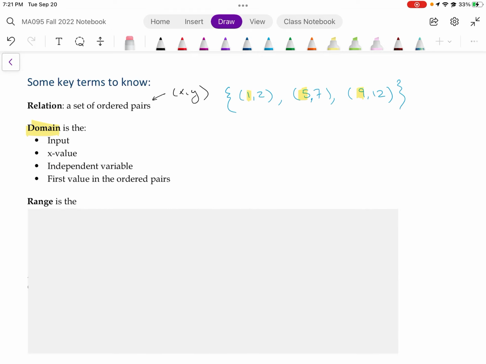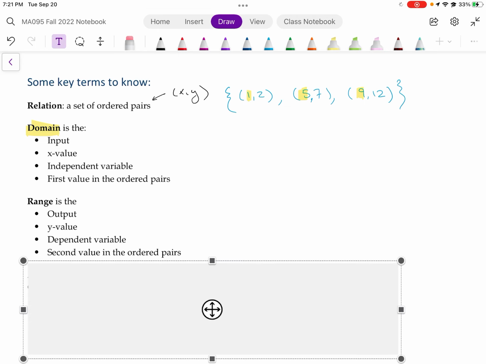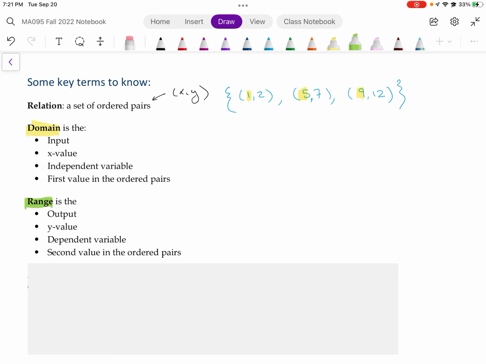All right, so let's move on. What is the range? The range is the output. It's the y value, it's the dependent variable, and it is the second value in the ordered pairs. So we'll make the range green. This is the range. Those numbers make up the range. Okay, the second value in the ordered pairs.